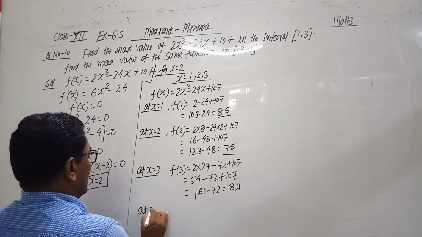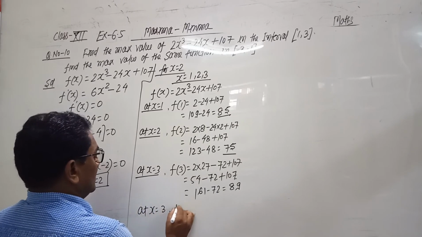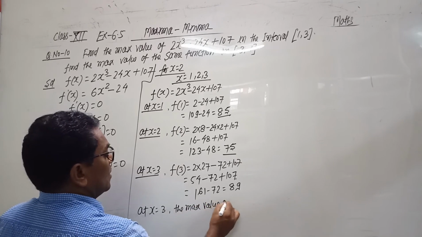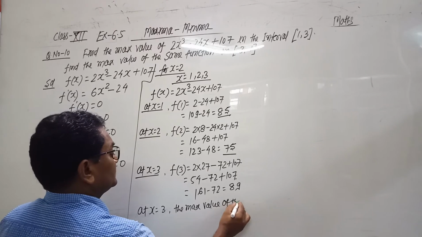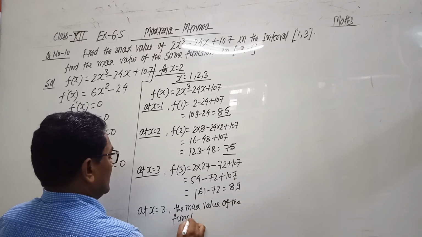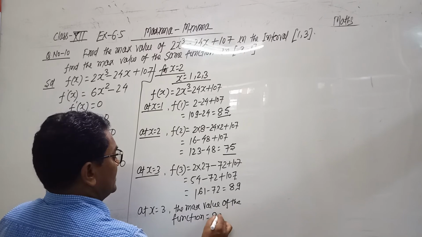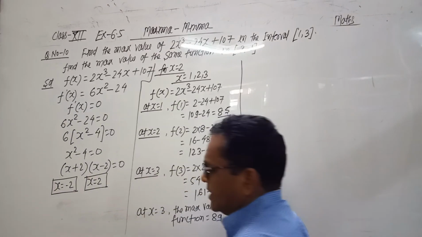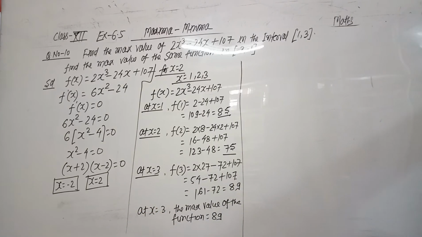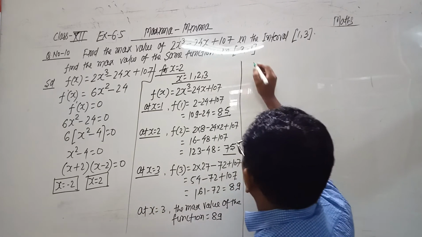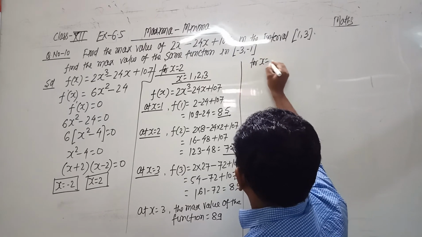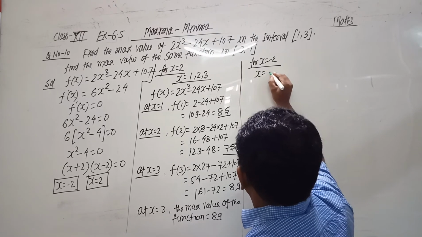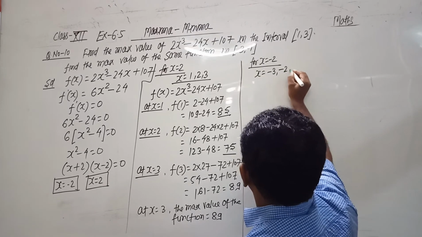So at x equals 3, the maximum value of the function is 89. At x equals 3, we get the maximum value. Now for the second point, x equals minus 2. In this interval we get again three values: minus 3, minus 2 and minus 1.